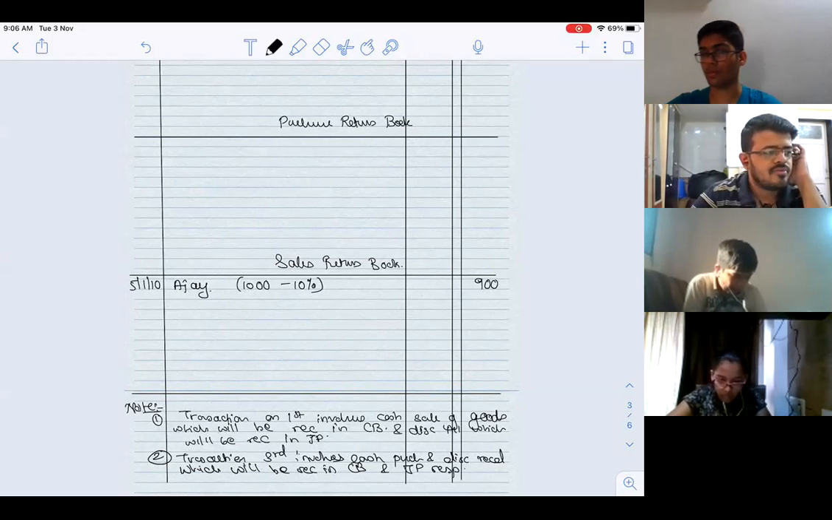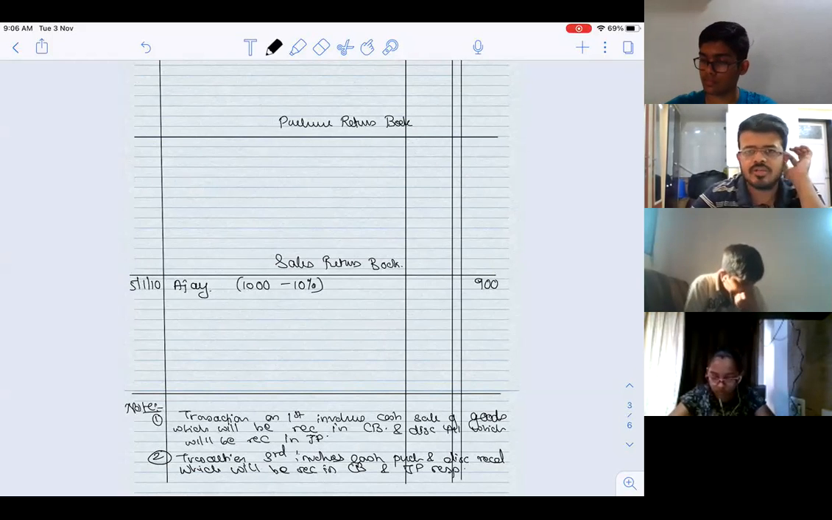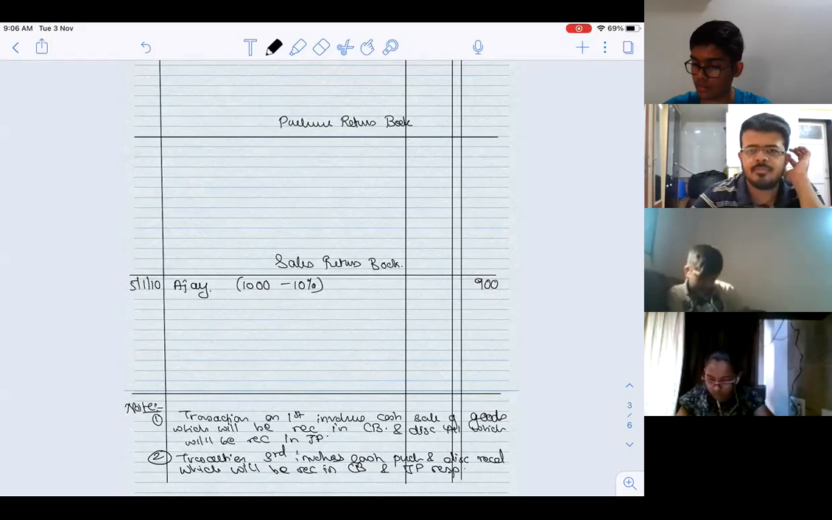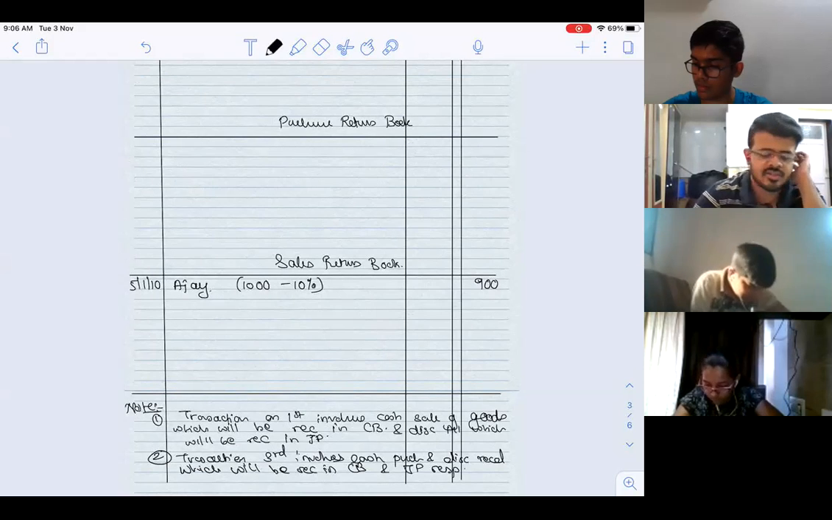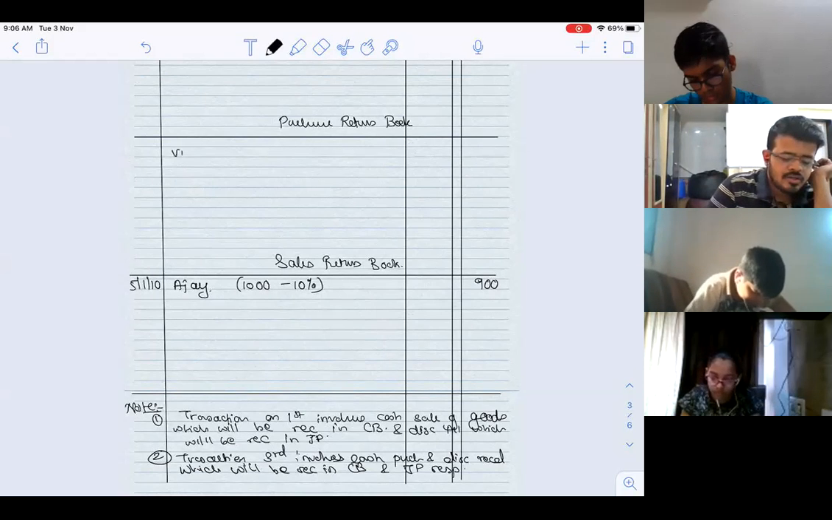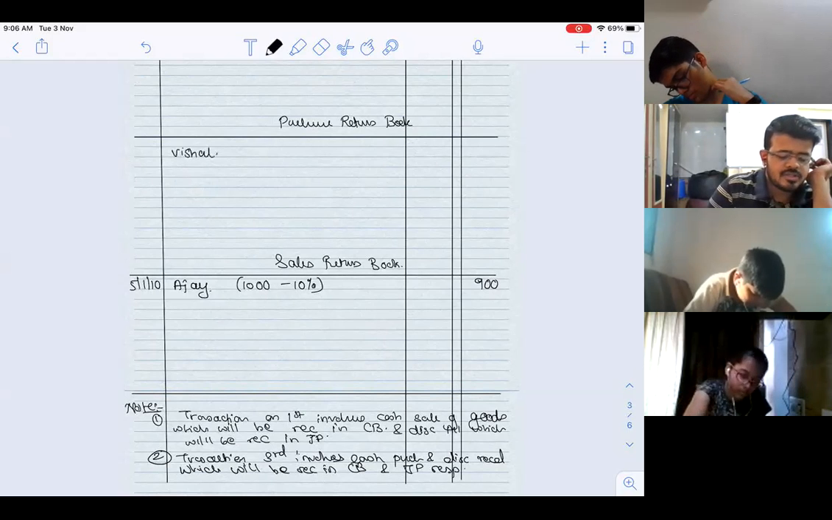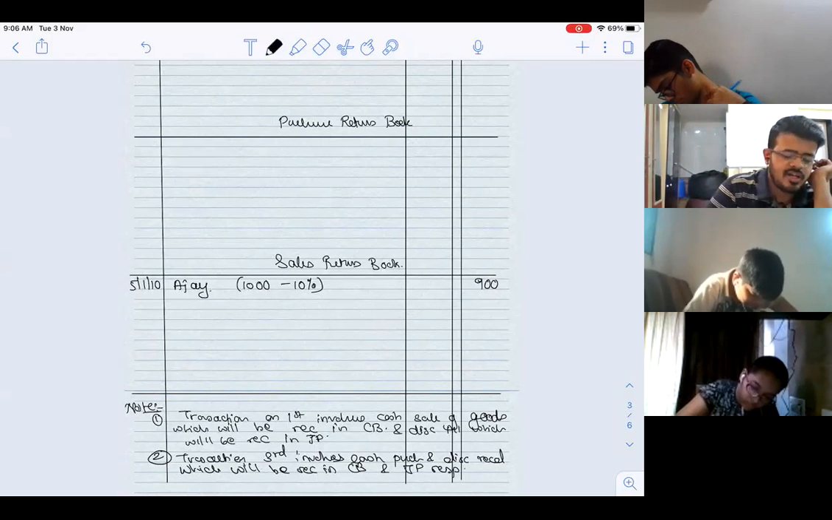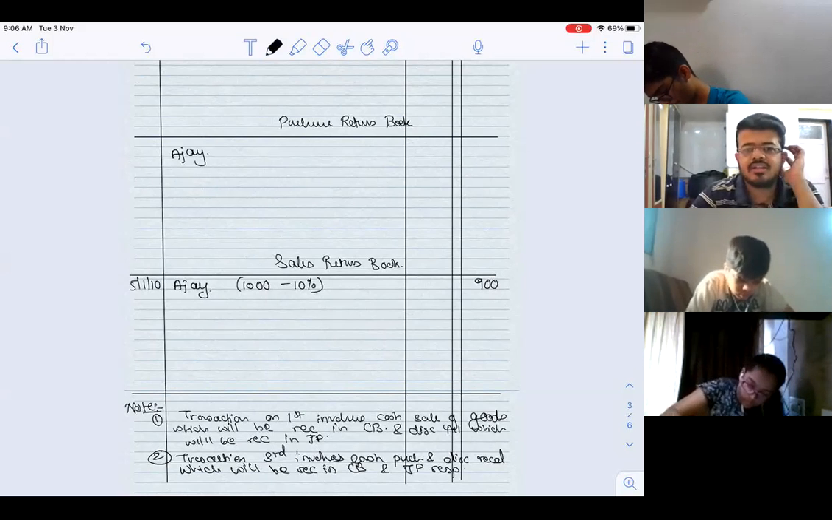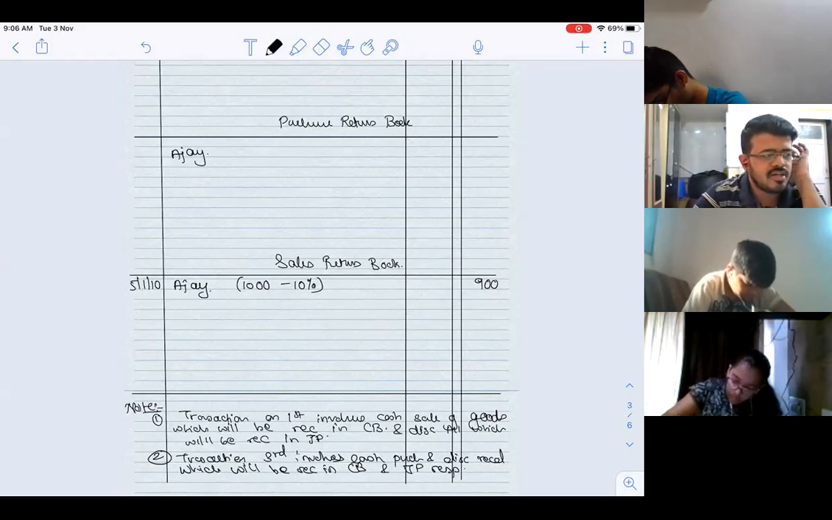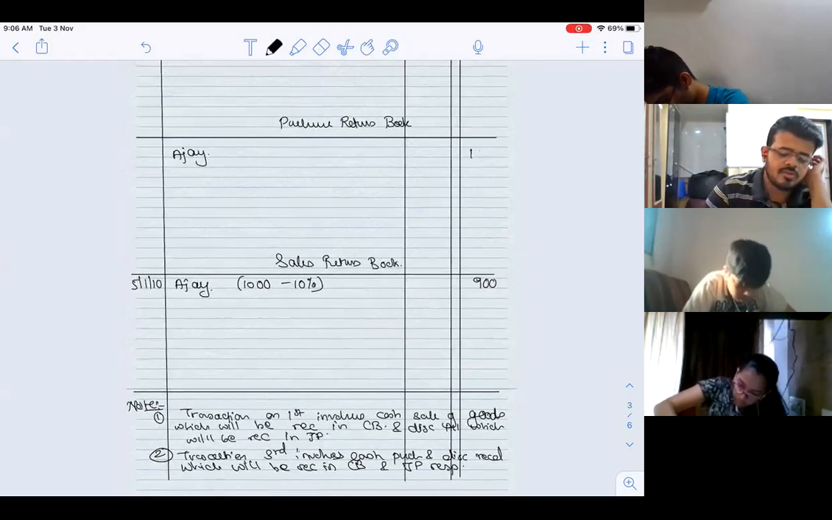Then Vishal sent a debit note of 1000. हम ही Vishal हैं, हमने send किया है debit note, तो कौन से book में जाना चाहिए? Purchase return. Purchase return book. We don't write Vishal. It will be Ajay. Okay. Vishal sent a debit note. ऊपर Ajay से transaction हुआ है. So it will be Ajay. How much? So it will be 1000 rupees.